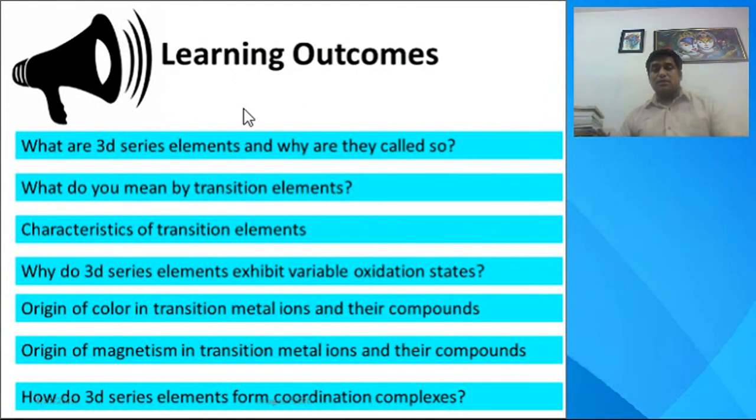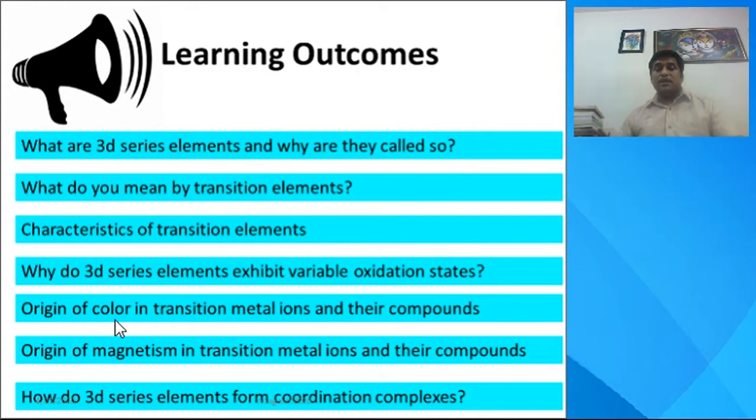At the end of the session, one will be able to understand what are 3D series elements and why are they called so. What do you mean by transition elements? What are the general characteristics of these transition elements? Why do 3D series elements exhibit variable oxidation states? And what is the origin of color in transition metal ions and their compounds?